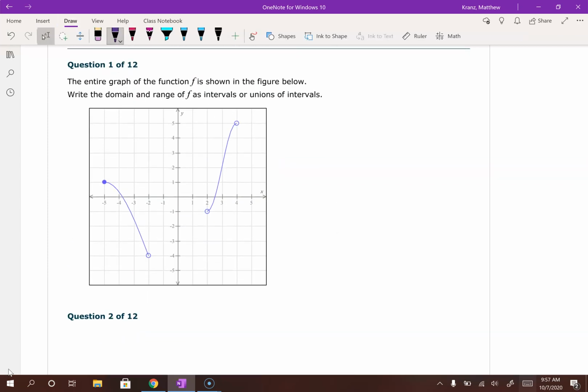So let's begin. Number 1: the entire graph of function f is shown in the figure below. Write the domain and range as intervals or unions of intervals. So we see here that this function lives in this area, and this one in this area. So basically we need to first write our domain. Our domain are the x's.